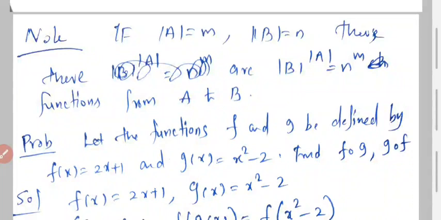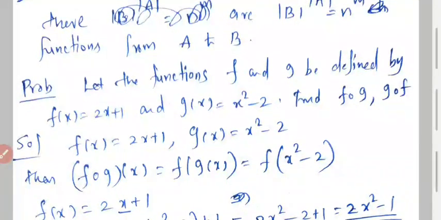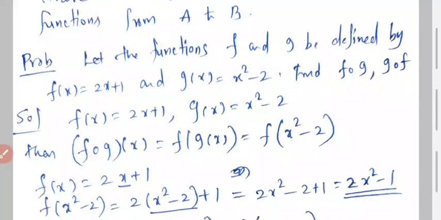Next is a question regarding composition. We have two functions f and g, and you have to find the composition of f composite with g and g composite with f. So first of all, let us find f composite with g. So f of g of x is what? It is f of g of x, right? Instead of g of x, we have to write what g of x is. It is x square minus 2. So f of x square minus 2.